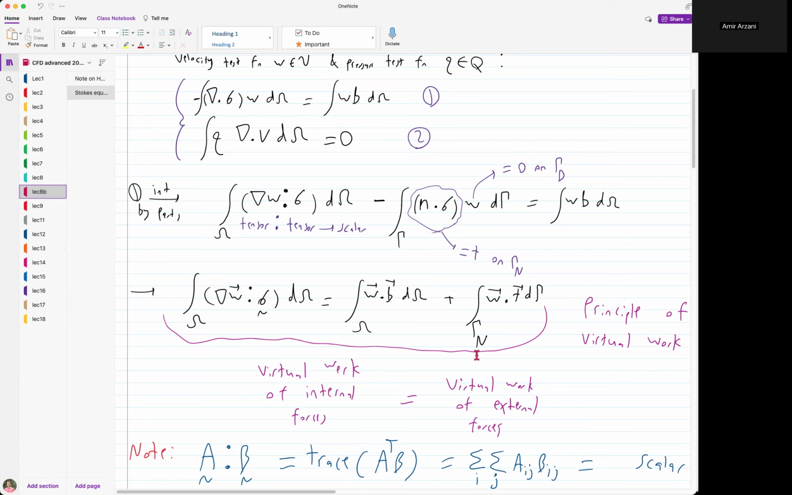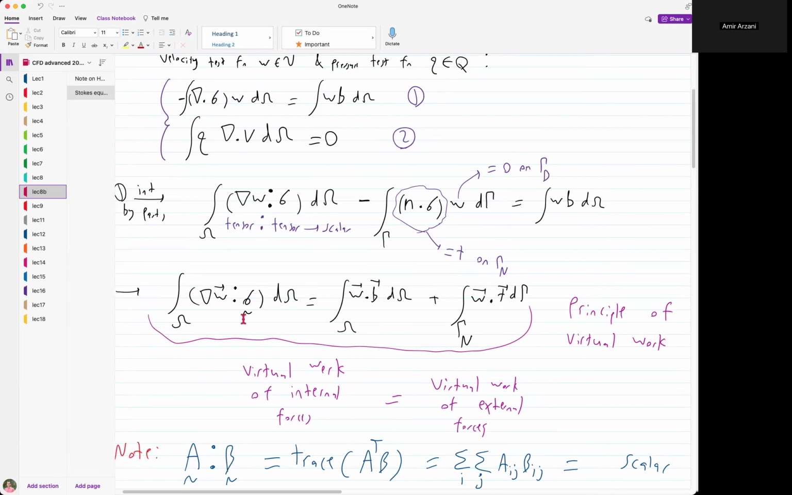Okay, so the Neumann term that you see here is only on the Neumann boundary with a known traction t. So the right hand side is known, and the left hand side contains our unknowns that appear within sigma. You're going to see in a moment as you replace sigma with the constitutive equation.